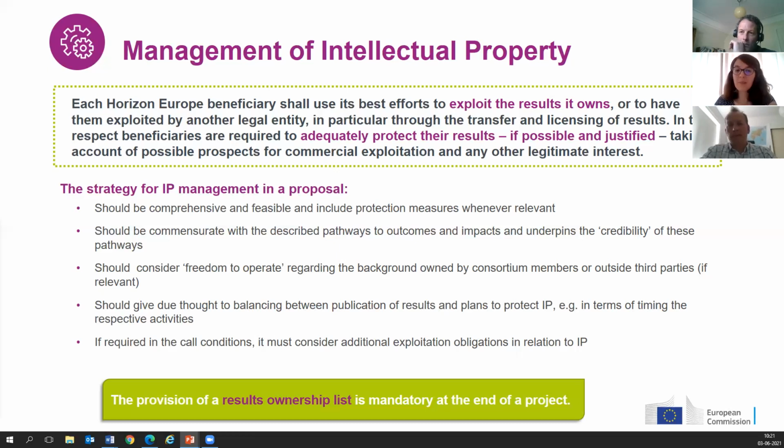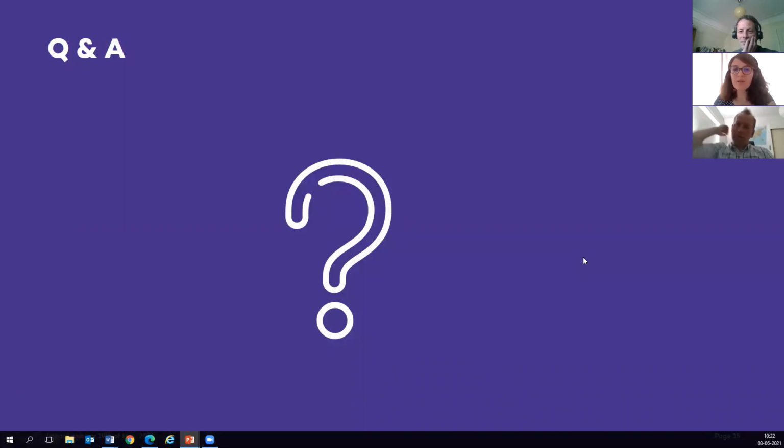And you should reflect upon the balance between the publication of results and the plan to protect the intellectual property. And of course, as we said again, you need to refer to the topic conditions in the work programme, in case any additional obligations regarding exploitation and intellectual property are mentioned there. That could happen. So here again, your reference is the topic text in the work programme, and be sure that you address what is written in there. So I think we can go to the next slide, which is the Q&A.